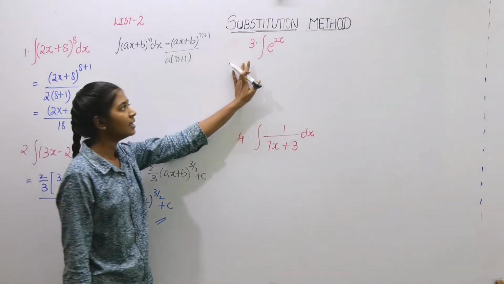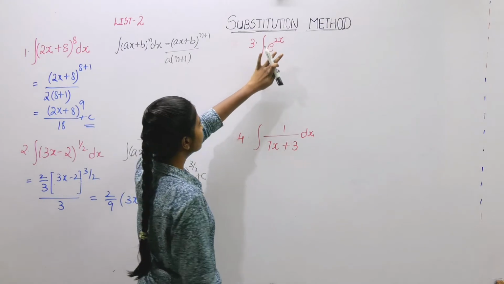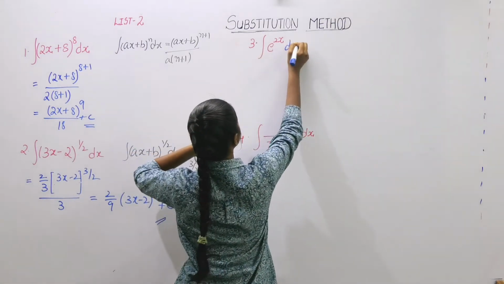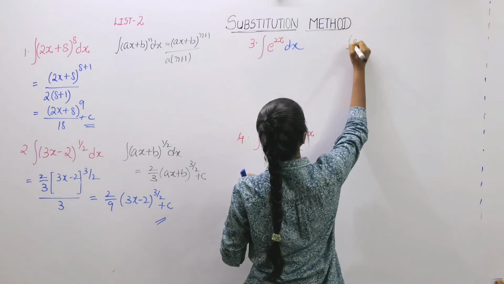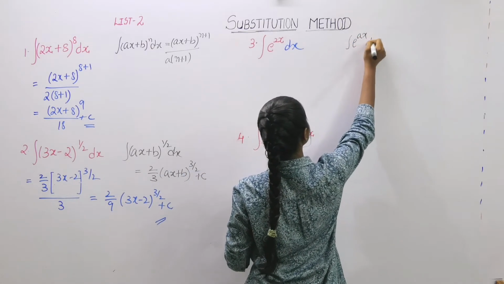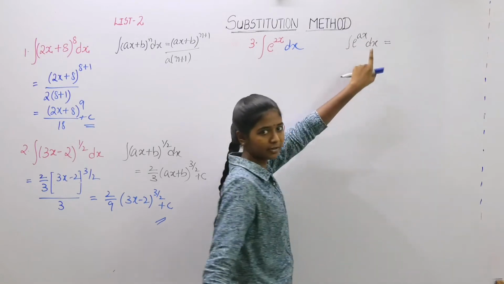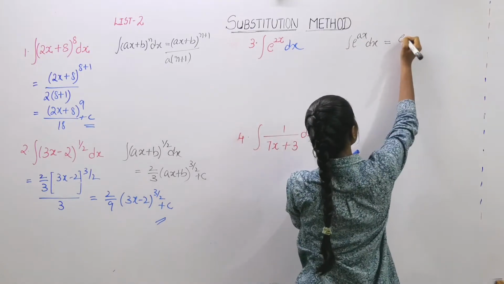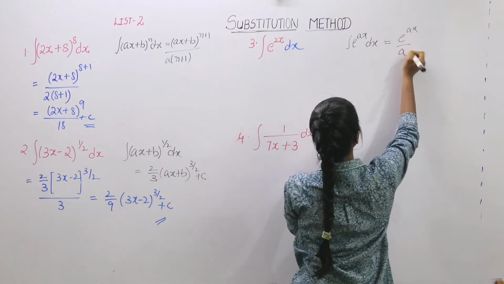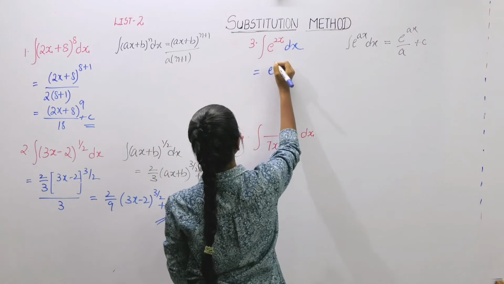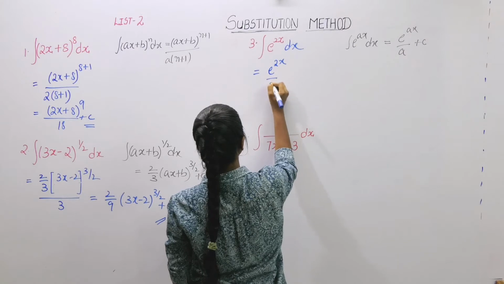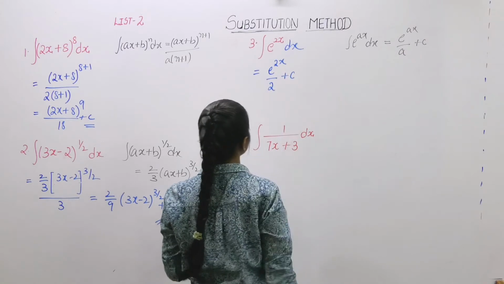Next, third one, integral e power 2x dx. This is in the form of integral e power ax dx. We know the formula for this. This equals e power ax by a plus c. When we substitute the formula, we have e power 2x by 2 plus c.